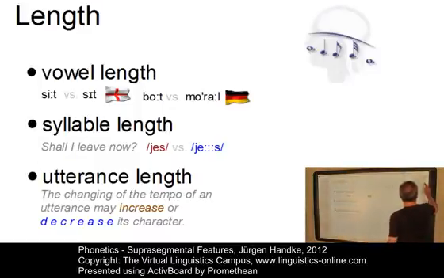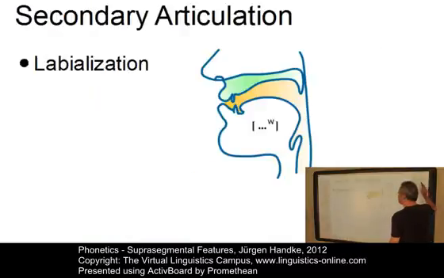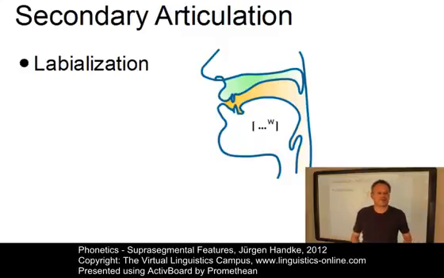Now, over and above these three main suprasegmental features, we have what we refer to as secondary articulation. Now this is defined as an articulation with a lesser degree of closure occurring at the same time as another primary articulation. Generally, the following types are distinguished.